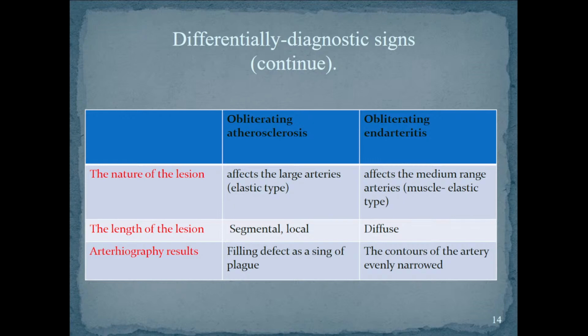The nature of lesion for atherosclerosis affects the large arteries, elastic type of arteries, and for endarteritis it is medium range arteries, muscle elastic type. The length of lesions, segmental and local for atherosclerosis and diffuse for endarteritis. Arteriography results, filling defect as a sign of plaque for atherosclerosis, and the contours of the artery evenly narrowed in case of endarteritis.